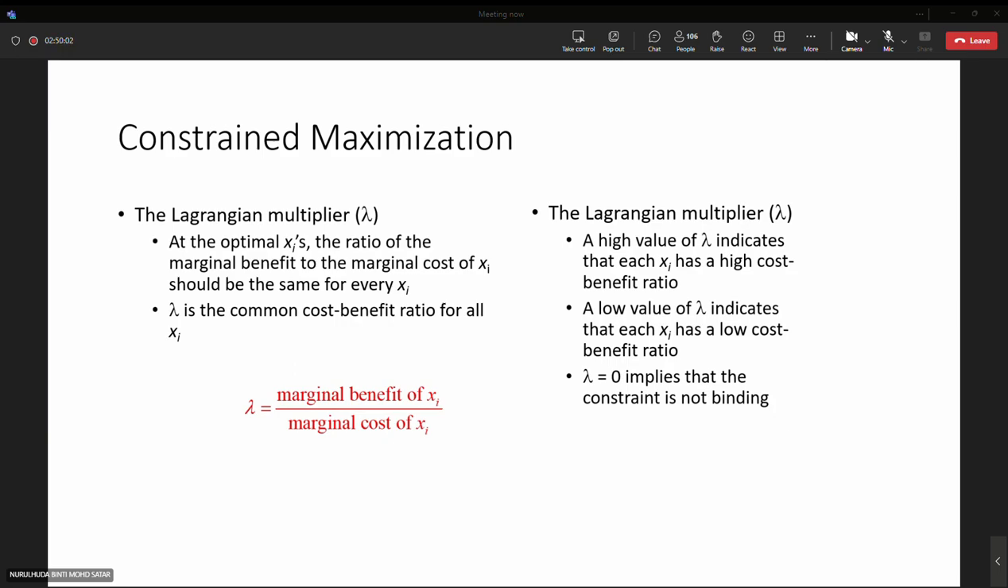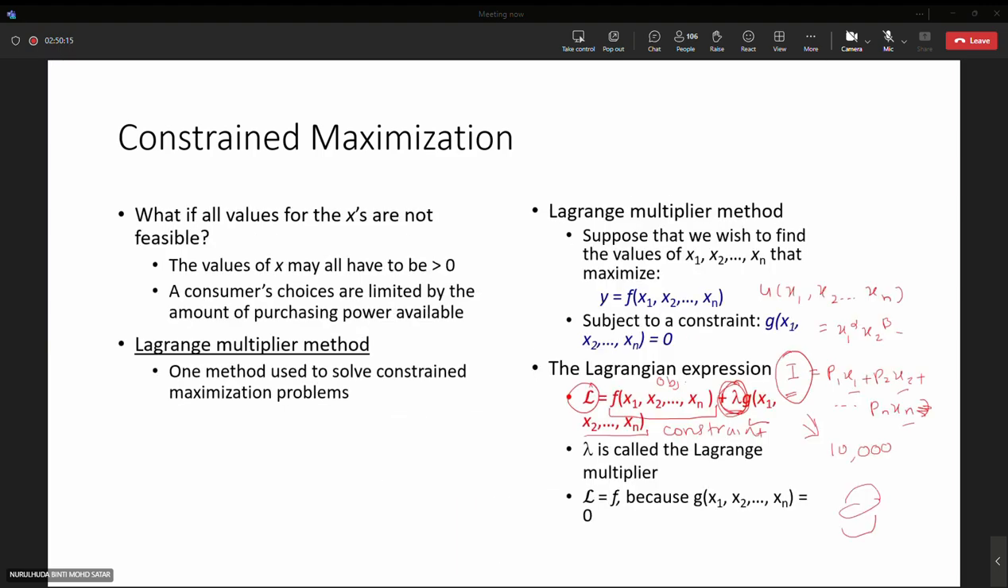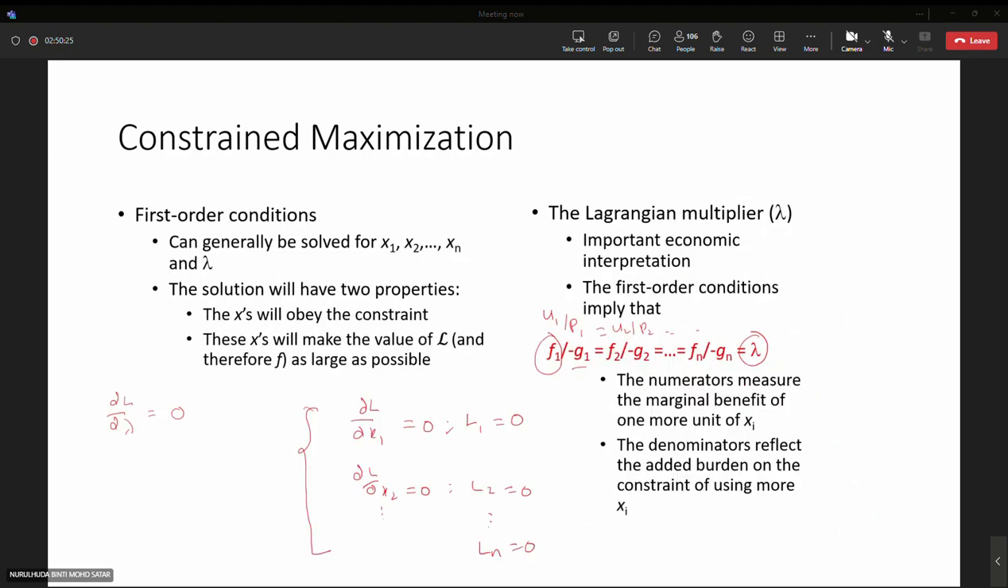So we also have a situation where the constraint is not binding, when lambda is equal to 0. Of course, if it's 0, then this term drops out, so that means we are not basically looking at a constrained optimization problem.